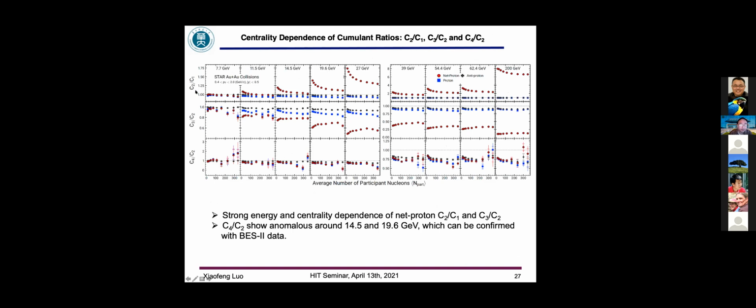You can see for C2 over C1 and C3 over C2, we see strong energy and centrality dependence of net proton, the red markers here. But for C4, for central collisions, we indeed see some anomalies here from this point to this point. But as I told you, the error bar is still large. This needs to be confirmed with BES-II data.